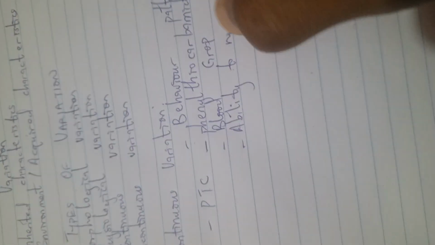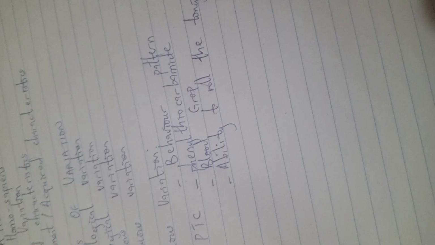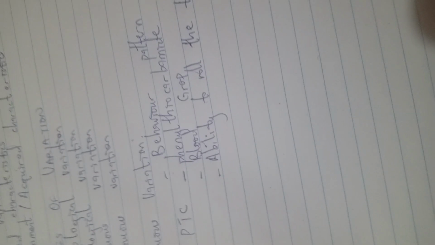So the ability to test PTC, behavior pattern, blood group, and the ability to roll the tongue. So these are examples of physiological variations.